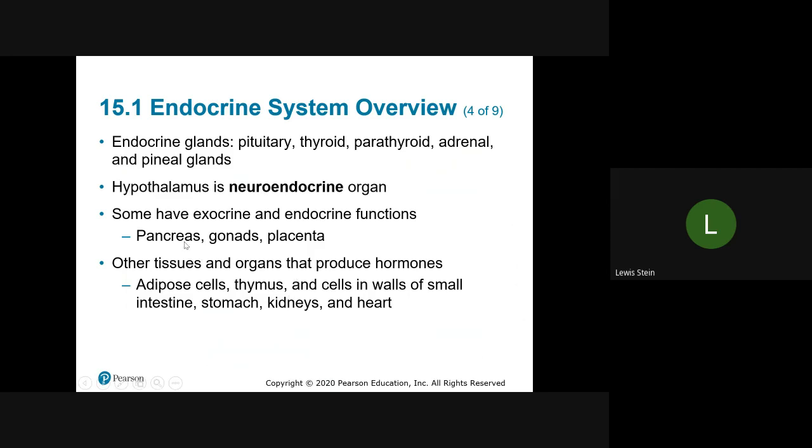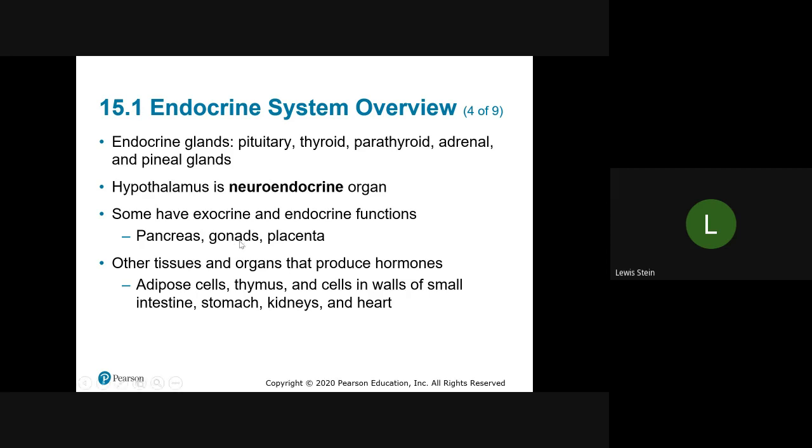Pancreas, which I commented on. Hypothalamus is neuroendocrine because it's really part of the nervous system, and its endocrine secretions that go into the bloodstream are actually neurotransmitters, but they're still hormones, and you'll take a look at those. Other tissues and organs, and now a quick word on the gonads and the placenta. These are reproductive structures. The placenta specifically takes over producing estrogen and progesterone in women during pregnancy, so it takes the place of the ovaries.